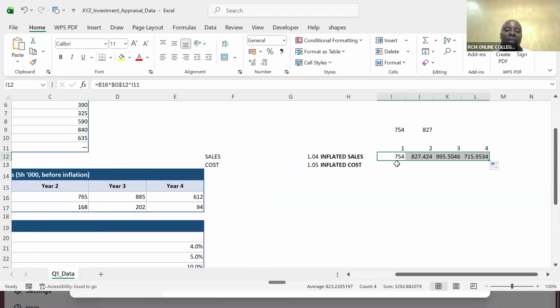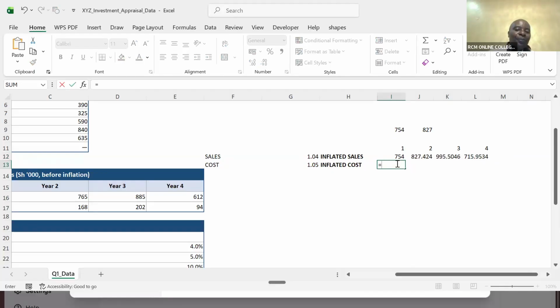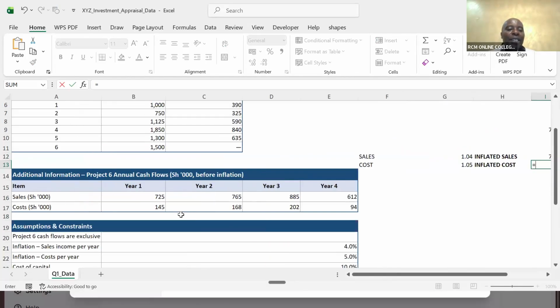I simply need to come here. I say equals. Remember in Excel, you must always start with equals. You pick the cost that you would want to inflate. The cost that you would want to inflate is this 145. And then I say times. This 145 is going to change. Next day you can see it's a different day, it's 168. So I can't lock this. So I'll come and say times.